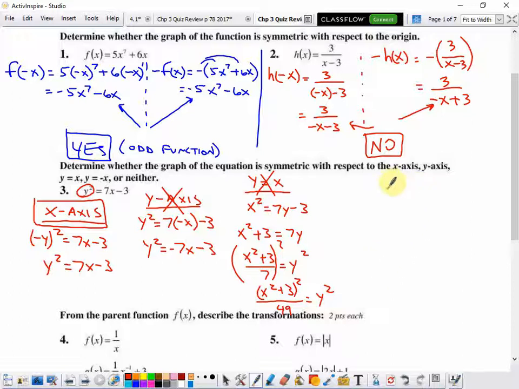And the last symmetry we're going to check for is y equals negative x. If there's symmetry there, then for every point x, y, the point negative y, negative x will also exist. So I'm going to exchange my y for a negative x and my x for a negative y.